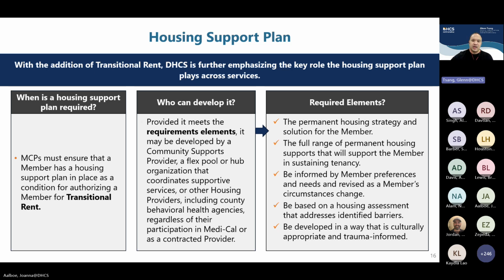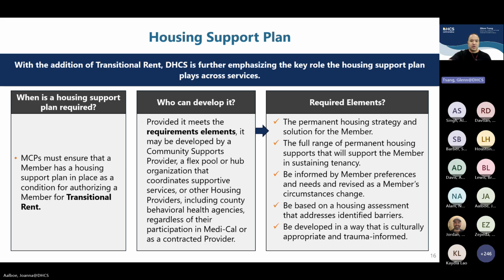A member's housing support plan acts as a personalized roadmap to help a member on their journey from homelessness or housing instability into long-term housing stability. With the upcoming addition of Transitional Rent, DHCS is further emphasizing the importance of the housing support plan across services. As a reminder, the development and maintenance of the housing support plan has always been the expectation for members receiving the housing trio of services. Now, DHCS is doubling down on this importance by requiring a member's housing support plan to be in place to authorize transitional rent. This ensures that members receiving this time-limited benefit have a clear, coordinated path toward long-term housing.